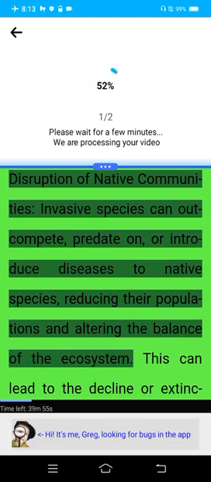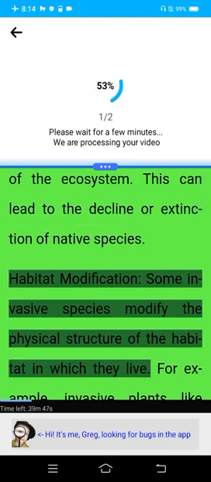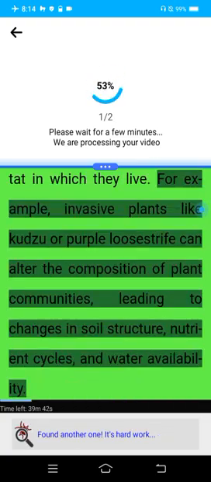Disruption of native communities. Invasive species can outcompete, predate on, or introduce diseases to native species, reducing their populations and altering the balance of the ecosystem. This can lead to the decline or extinction of native species. Habitat modification. Some invasive species modify the physical structure of the habitat in which they live. For example, invasive plants like kudzu or purple loosestrife can alter the composition of plant communities, leading to changes in soil structure, nutrient cycles, and water availability.